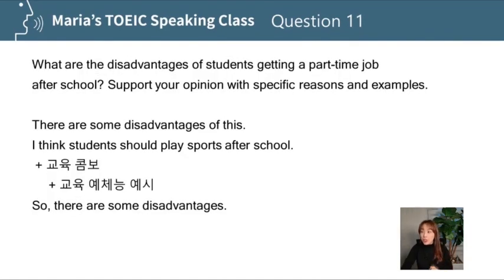마지막 11번 볼까요? What are the disadvantages of students getting a part-time job after school? 자, 학생들이 학교 마치고 part-time job, 알바를 하는 거에 단점 뭘까요? 라고 물어봤어요. 그럼 어떻게 한다? There are some disadvantages of this. 이거는 단점이 있죠? 라고 하시고 애들이 이제 알바를 하면 뭘 못해요? 체육을 못해요. 자, 선생님은 아이들은 뭘 해야 된다? 체육 수업을 들어야 된다라고 했죠.